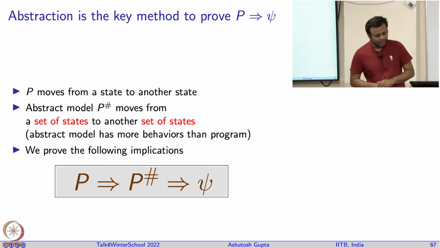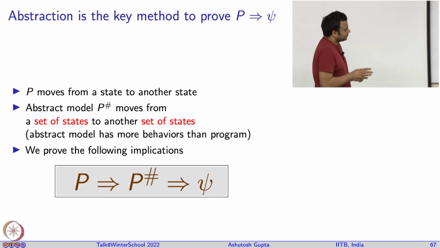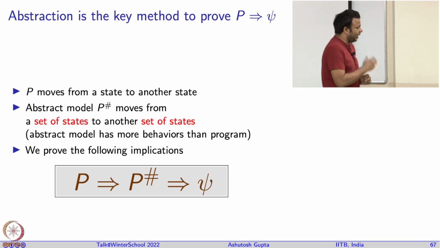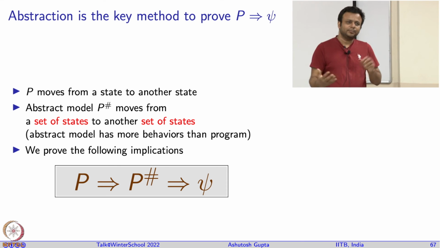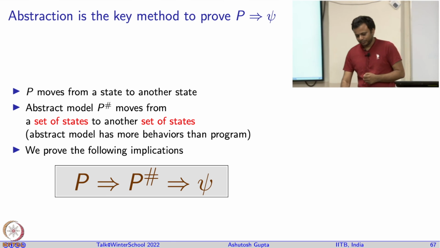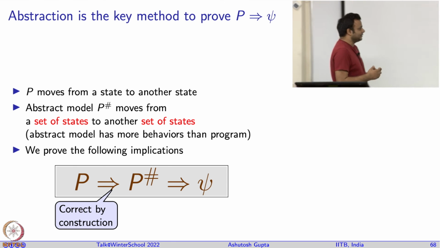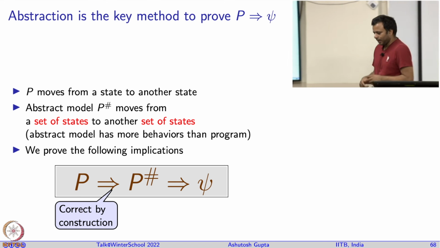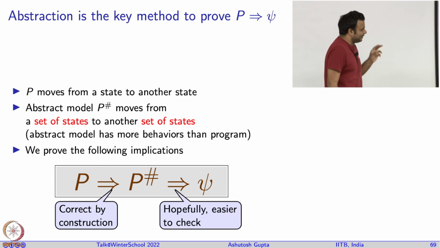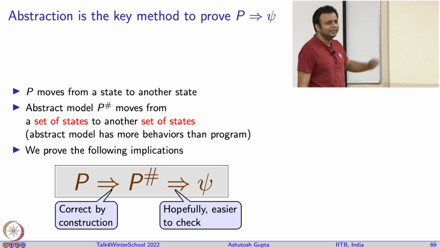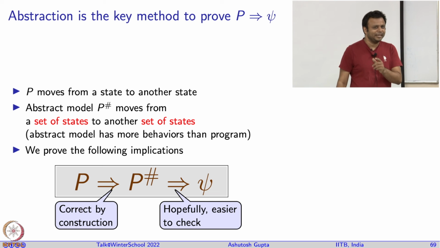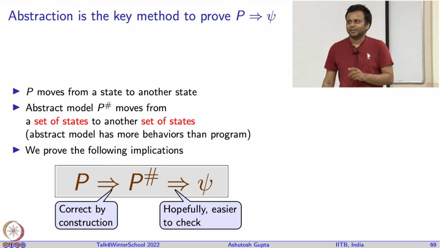So what I will do is define this abstract program in a way that it has more behaviors than the original program. And this is correct by construction. You designed P hash in a way that it always behaves like that. I did this in a clever way such that the second check becomes easy. You may be wondering why this is possible, but this is the goal. This is the game.